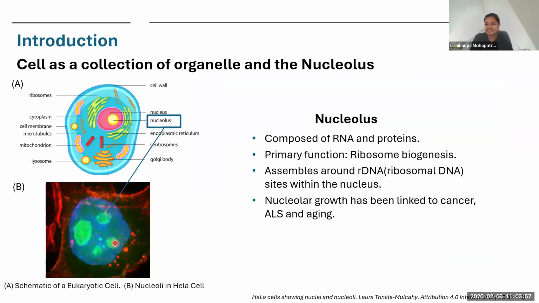All right, let's talk about the nucleolus. Our cells are full of all kinds of organelles, and the nucleolus is one such organelle. It exists inside the nucleus. That's what you see in green over here. These are HeLa cells. The primary function of these organelles is to create ribosomes. So they're a big part of ribosome biogenesis. They assemble around our ribosomal DNA, which is inside of our nucleus.